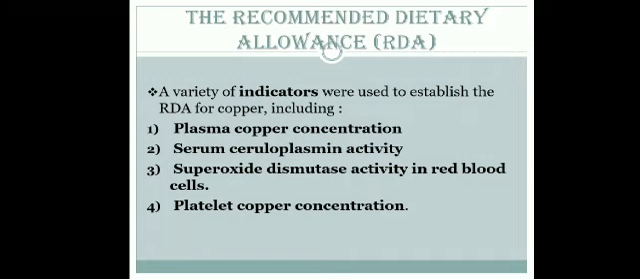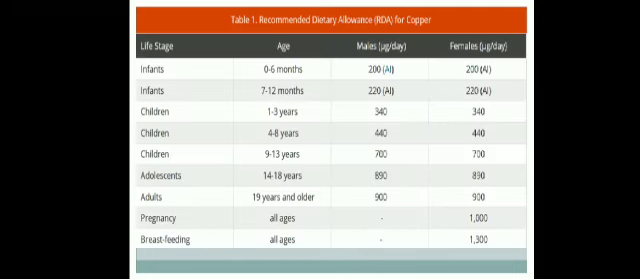The recommended dietary allowance of copper is determined by a variety of indicators like the plasma copper concentration, the serum ceruloplasmin activity, superoxide dismutase activity present in the RBCs, and the platelet copper concentration. Here is the dietary requirement according to the different age groups of humans, differentiating between males and females.